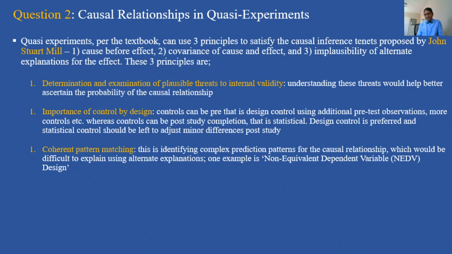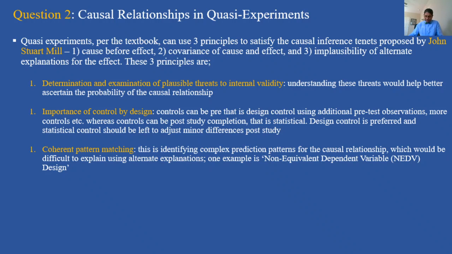But how do quasi-experimental designs do it? The textbook mentions three principles for doing that. The first principle is identification and study of plausible threats to internal validity. So, understanding such threats to internal validity and studying them will help identify the likelihood of cause-effect covariation. The second principle the book talks about is the importance of control by design.